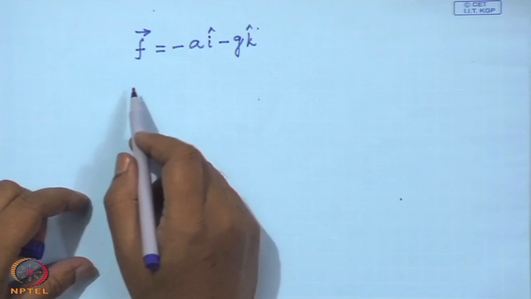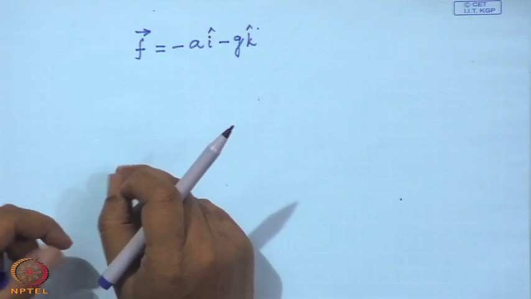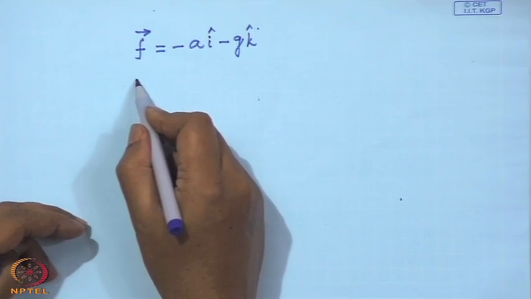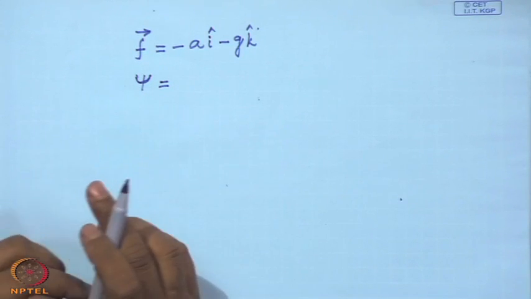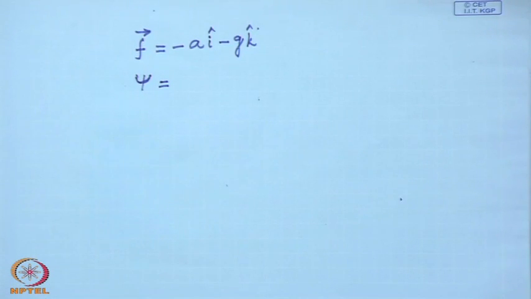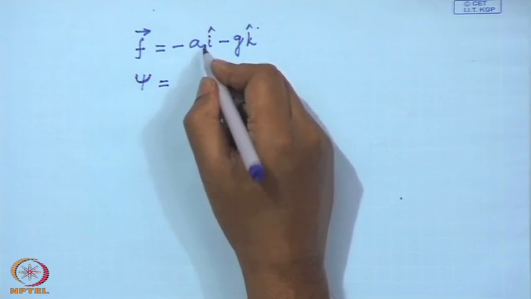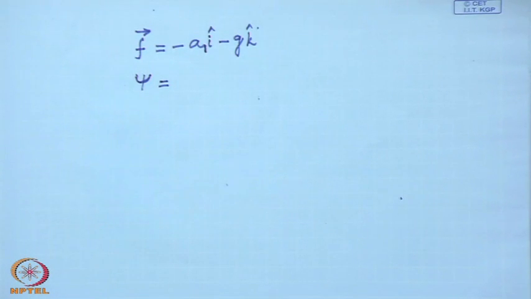What is this potential function, or the potential energy per unit mass, psi? What will be psi? The potential energy function. Remember, F is minus grad psi. F is minus grad psi. Then what is psi then?